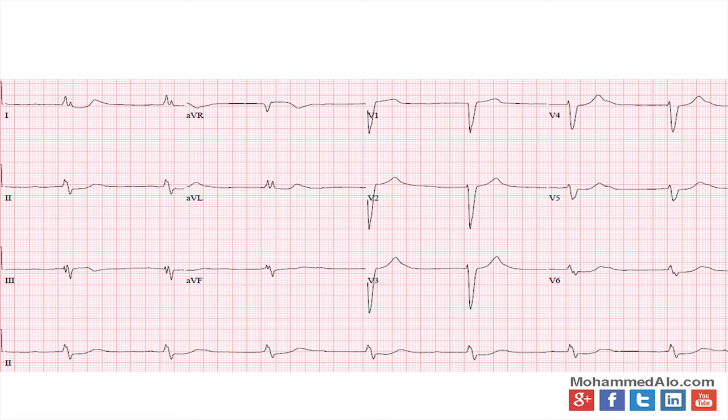Next one here is obviously someone who's very bradycardic. You have that S wave that's being pulled out. You have almost no P waves. The Ts are dull. The QRSs are wide. They're very bradycardic. This is likely somebody with hyperkalemia.